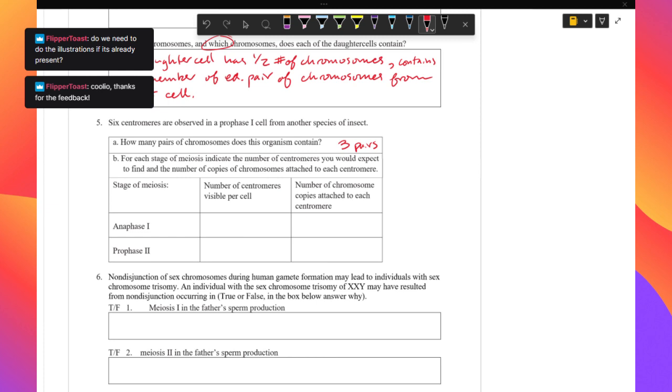I have fallen prey to the exact vocabulary trap that you should never fall for, because that will hurt your grade. Don't do that. Know the difference between a centrosome and a centromere.